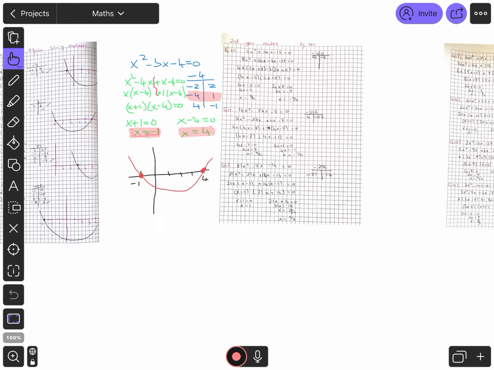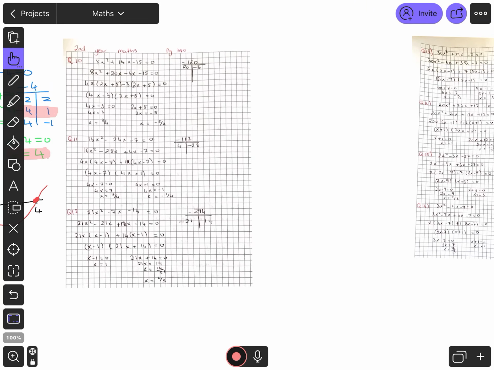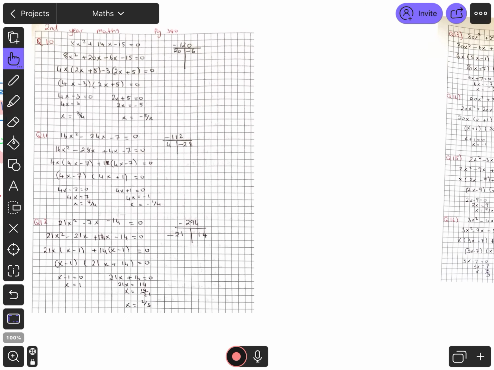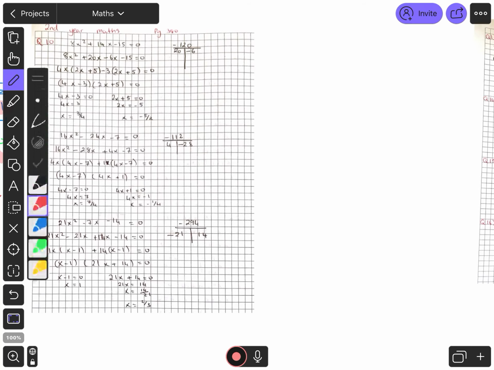Okay, moving on then to page 380. We're going to do the same thing here. We are going to do out the first question, and then we'll read through the rest. So the first question for this was 8x squared plus 14x minus 15 equals 0.